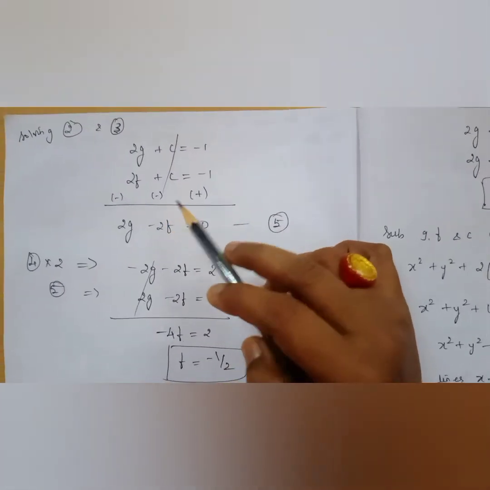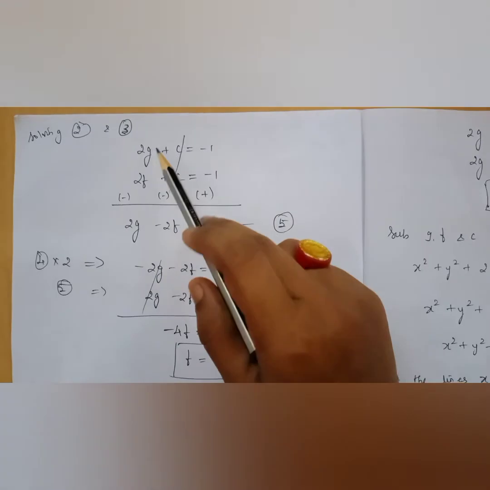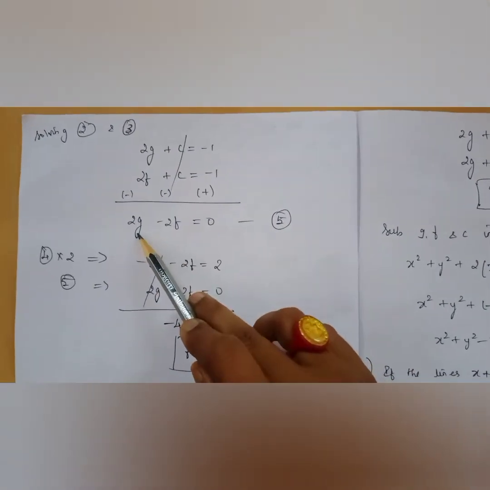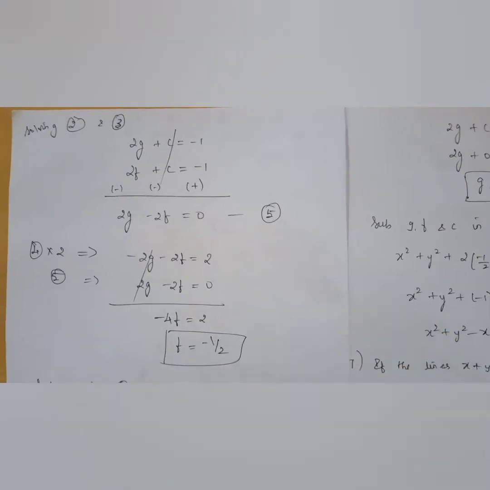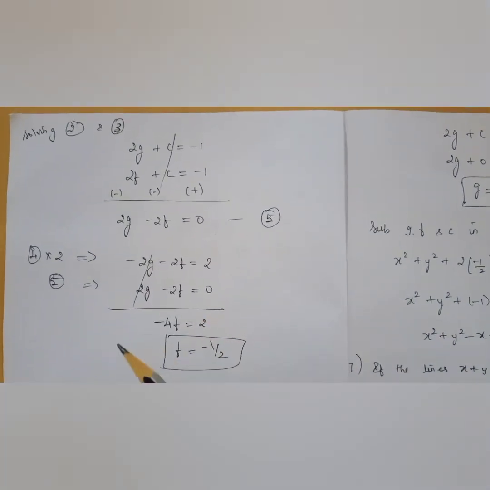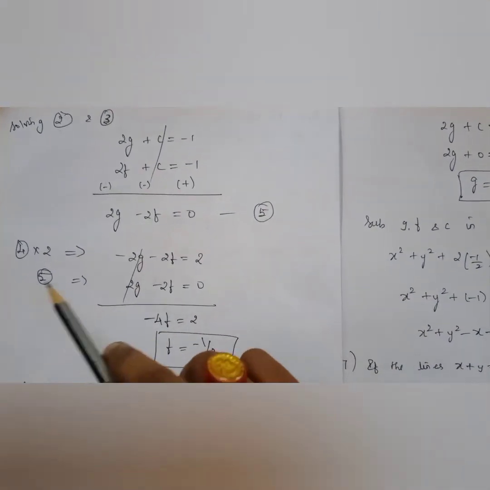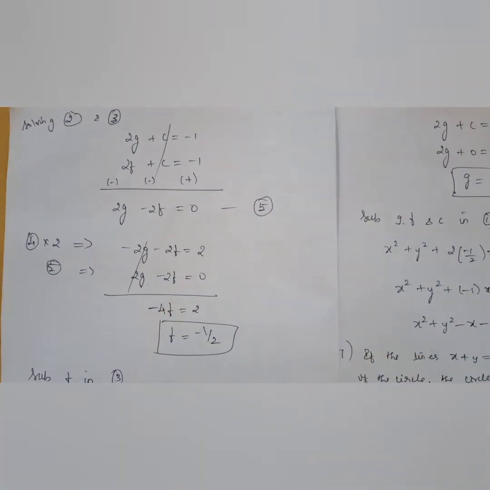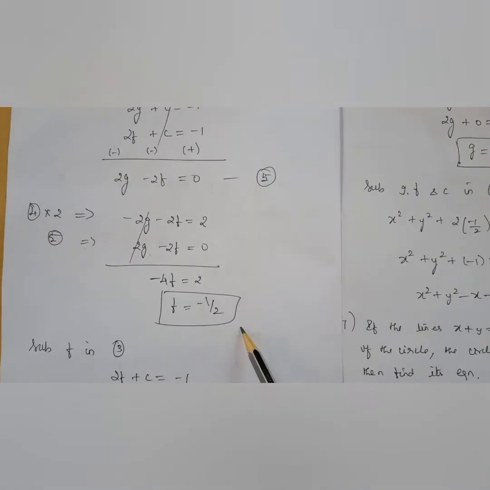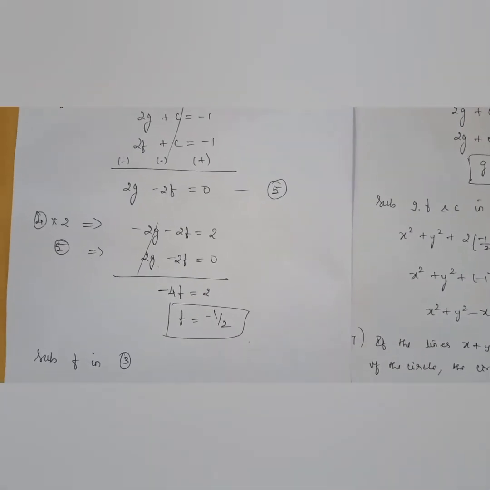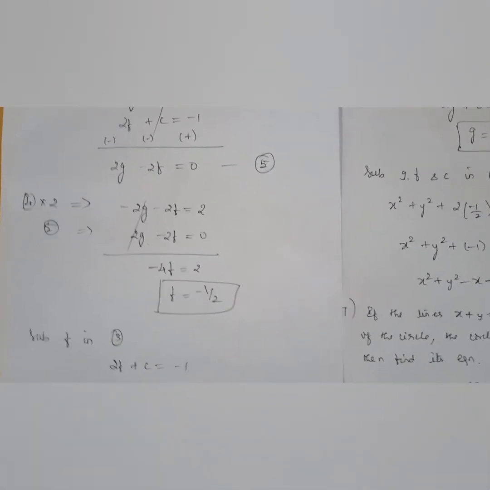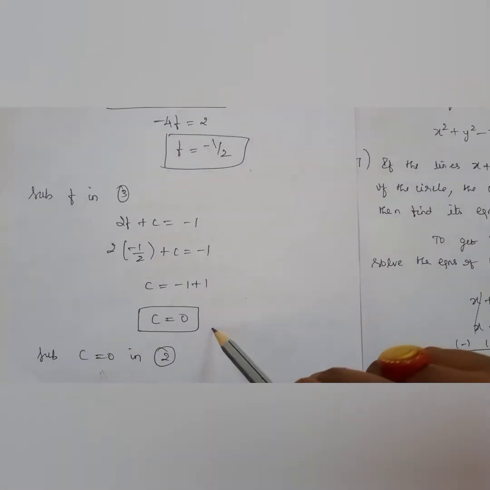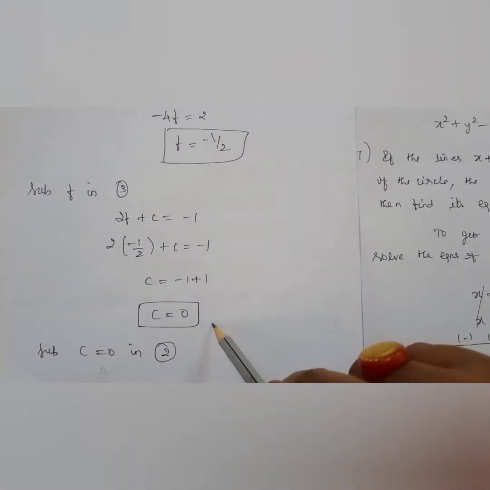So c can be cancelled and I am getting the value as 2g plus 2f, and the sign has been changed. So 2g minus 2f equal to 0, which is my fifth equation. So since I am having one more equation, second equation involving g and f, there I will eliminate the g and I am getting the value of f to be minus 1 by 2. After getting the value of f to be minus 1 by 2, I will substitute f in the third equation and get the value of c to be 0. So I have got the value of c to be 0.